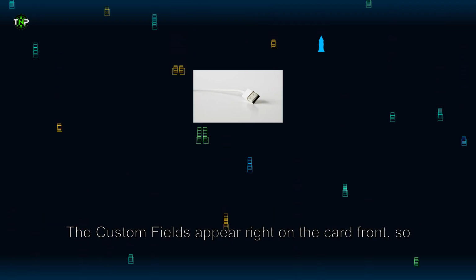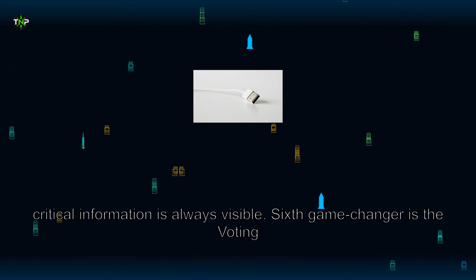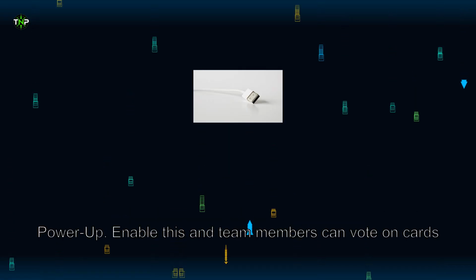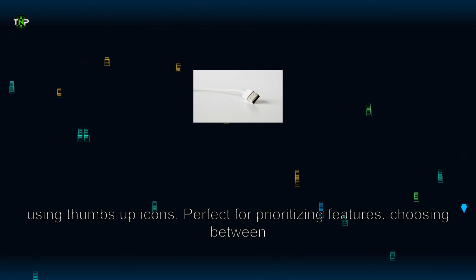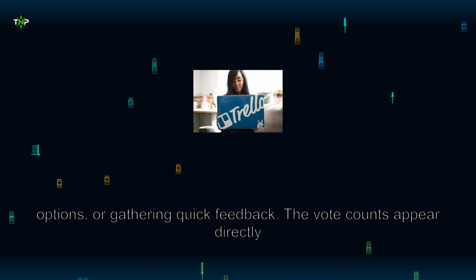Sixth game changer is the voting Power-Up. Enable this and team members can vote on cards using thumbs-up icons. Perfect for prioritizing features, choosing between options, or gathering quick feedback. The vote counts appear directly on cards, making team consensus crystal clear.